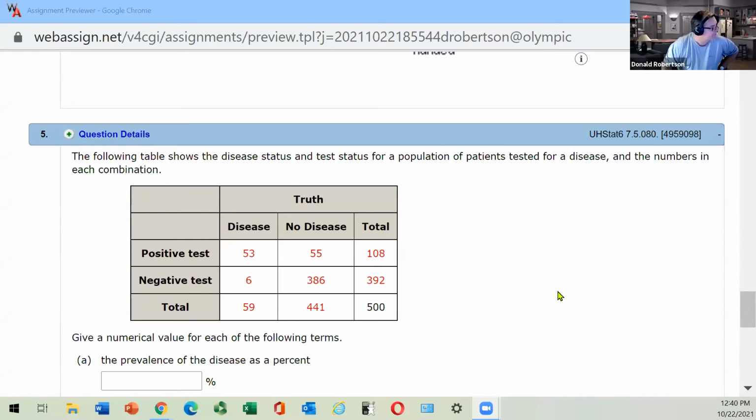Oh, we have got our last question. And it doesn't even have a probability tree in it. And this is going to be interesting. The following table shows the disease status and the test status for a population of patients who are tested for the disease. God, that's nice and vague. Can we just pretend it's COVID? Because that's relative, right? So what we have here is that 53 represents 53 people who have the disease and tested positive. And wouldn't this 6 represent 6 people who had COVID, but they tested negative?